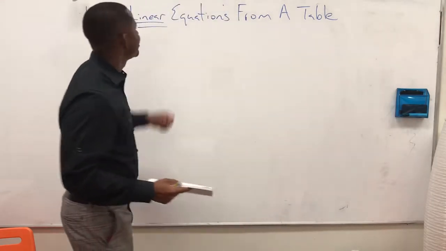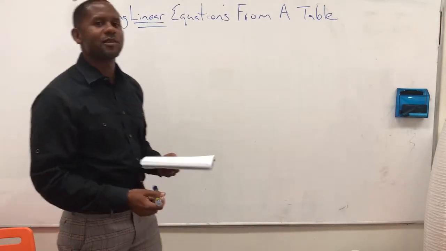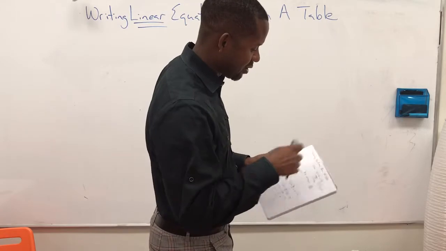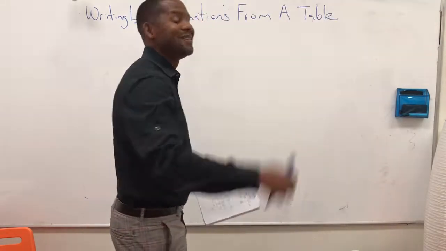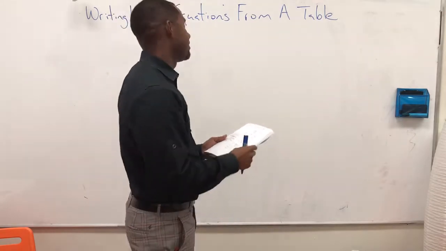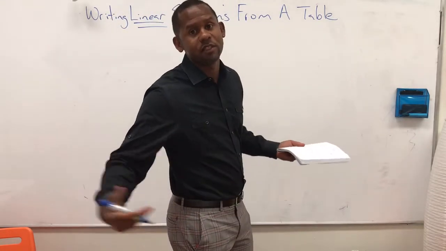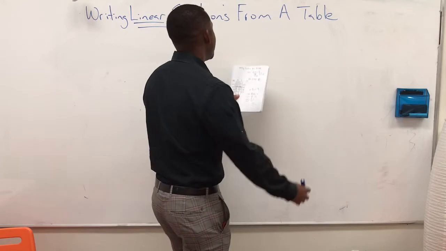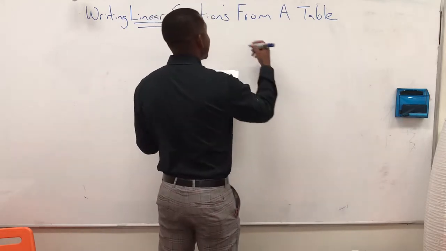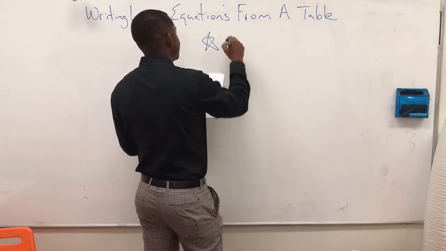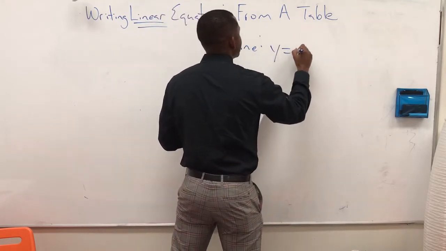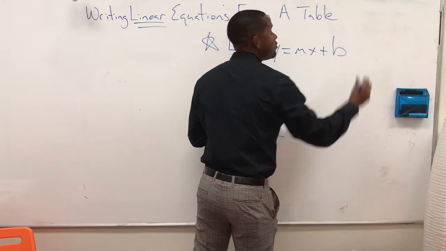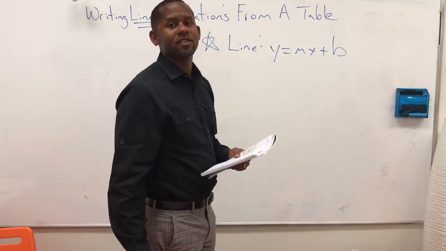But right now, I want you to write this down. Writing linear equations from a table. You know how to do this. So, this is a quick recap to make sure that you are ready for Monday. If you remember, a line has a basic form, y equals mx plus b. You've been seeing this for lots and lots of years.